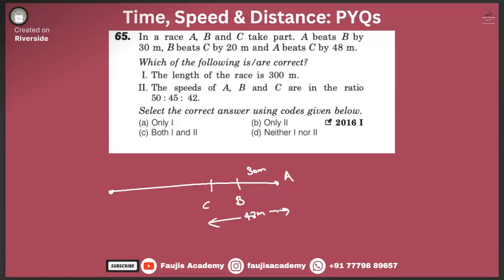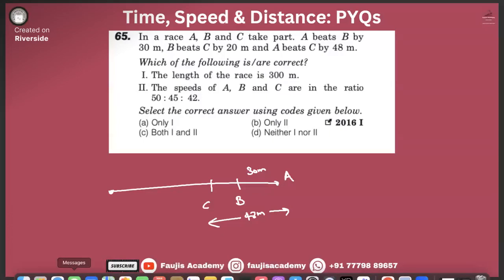So we'll have to go a little bit in reverse compared to what we have been doing in the other ones. Right now, we don't know how much is the length of the race. In a race, A, B, C take part. A beats B by 30 meters, B beats C by 20 meters. The clue is over here at B beats C by 20 meters.